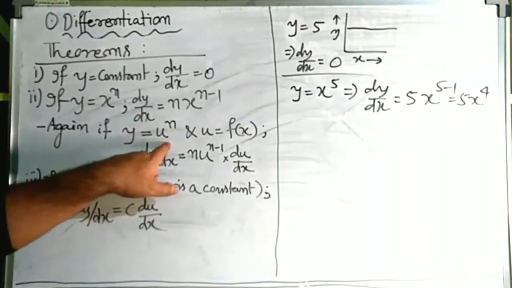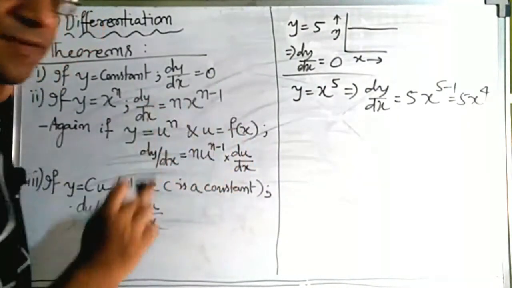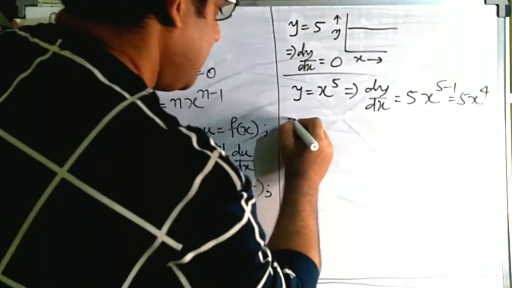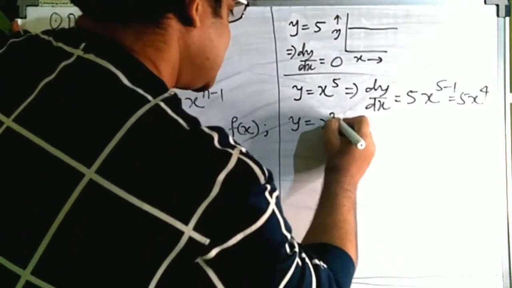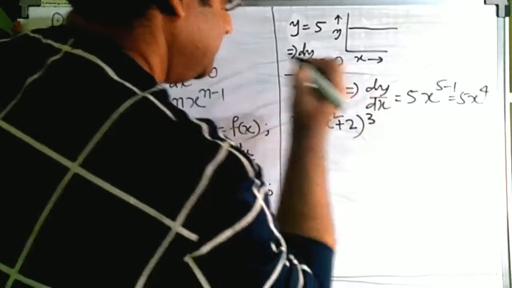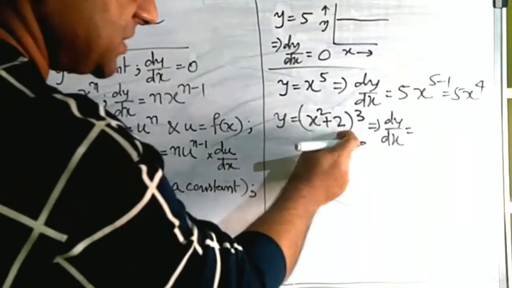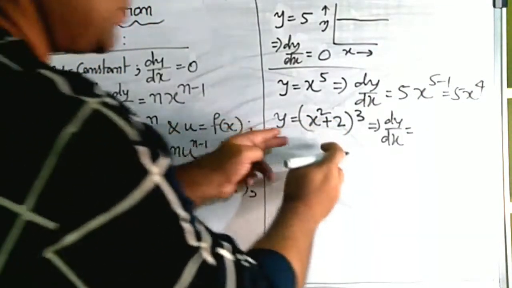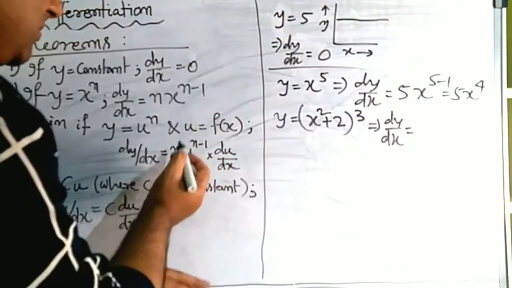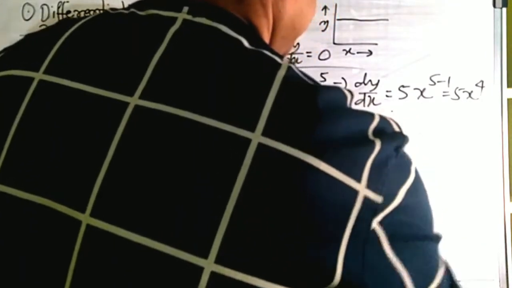Again, if y is equal to u to the power n, where u is a function of x. Let us say y is equal to (x square plus 2) to the power 3. Then what is dy by dx? x square plus 2 is u, so something to the power 3. u to the power n means n u to the power n minus 1. That is 3 (x square plus 2) to the power 3 minus 1, and so on.